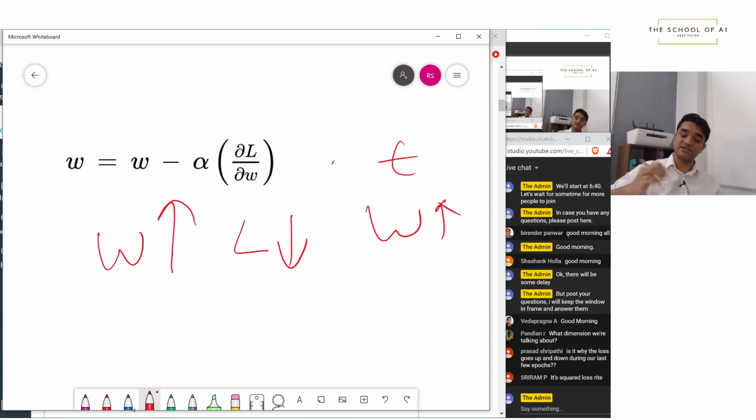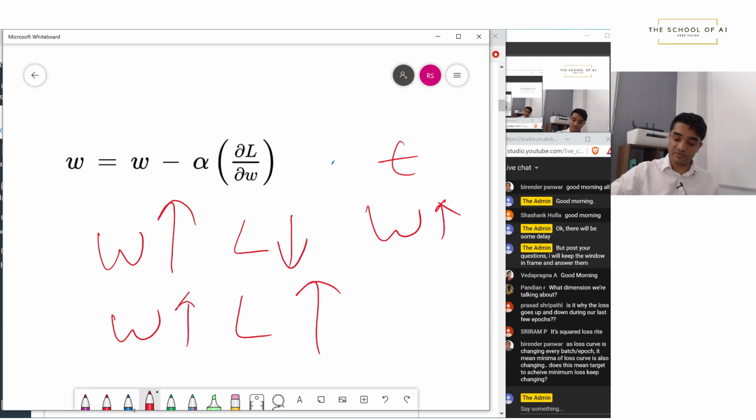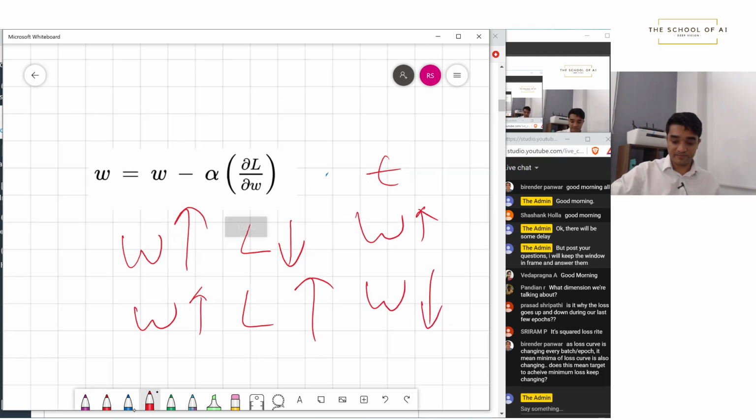Okay, now let's look at another scenario. We have increased our W and that has increased the loss. What do we want to do now? We don't want to increase, we want to reduce. We want to do exactly the opposite of what we did last time. So we want our W to be smaller compared to what we were doing, right?